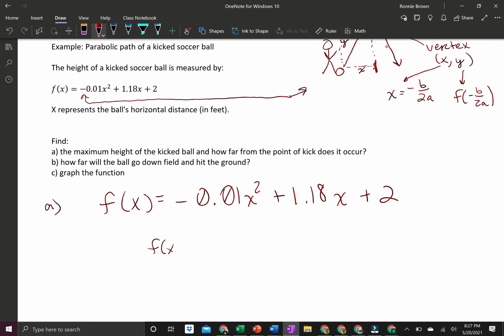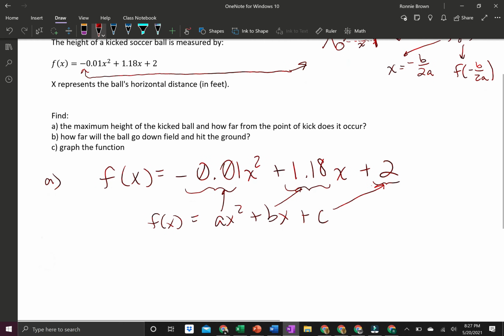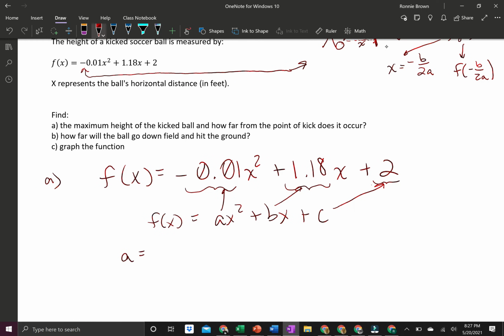So standard form looks like this, just to point it out. Ax squared plus bx plus c. And to me it does, right? Looks like that a value is sitting right there in front of the x squared. The b value is sitting right there in front of the x, and the c value is right there, the constant. So our a value is negative 0.01. Our b value is 1.18, and our c value is 2.